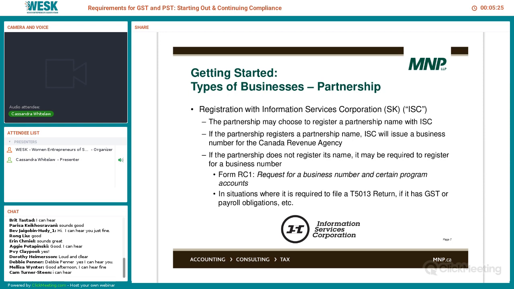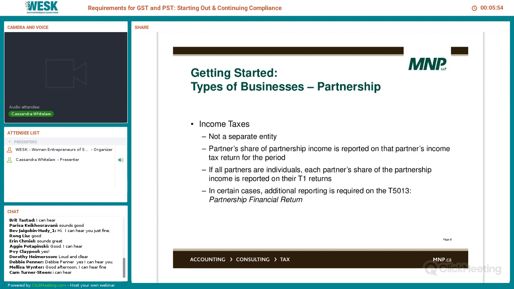When you start your partnership, you can choose to register your partnership's name with Information Services Corporation here in Saskatchewan. If you're operating in another province, each province does have a similar board that deals with business registrations. So you aren't required to register your partnership, but if you do, the Information Services Corporation will work with the Canada Revenue Agency and will issue your business a business number. If you don't register your partnership, you won't get this business number, but if you do need it, you can apply for it through the Canada Revenue Agency.